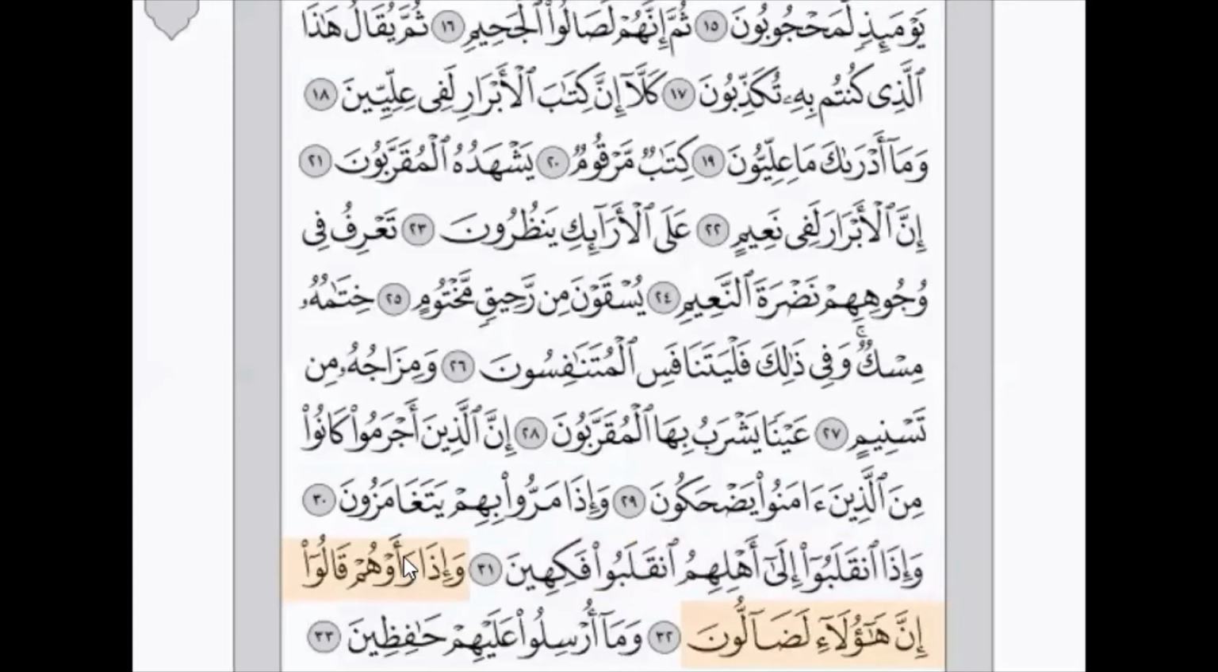وإذا رأوهم قالوا إن هؤلاء لضالون. In this ayah, we have alif here, natural mud extended for 2 counts.